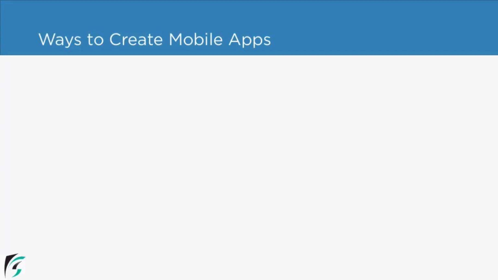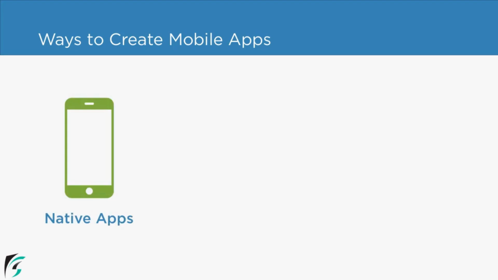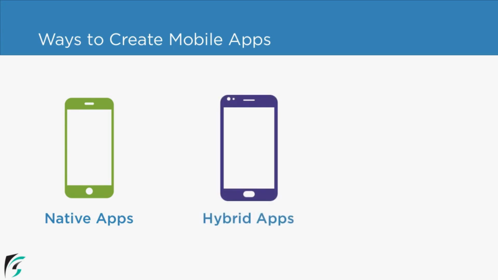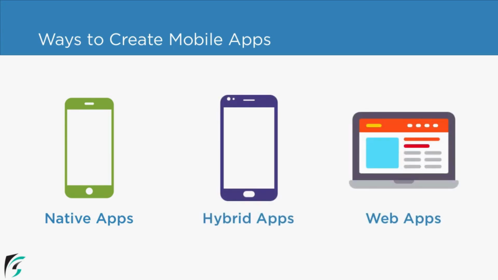There are three major ways to create mobile applications. The first one is developing applications using native frameworks. Next we have hybrid applications, and then we have developing mobile applications using web frameworks.